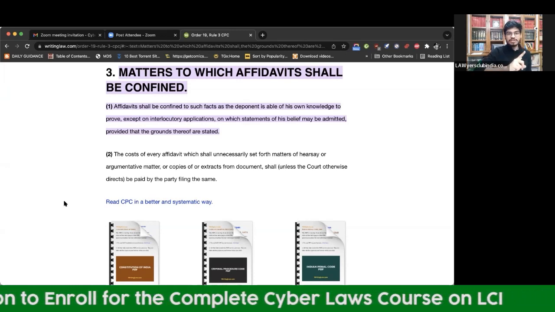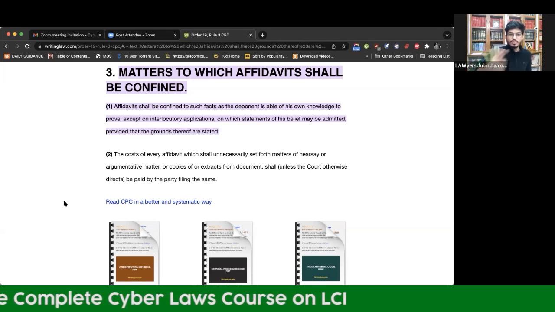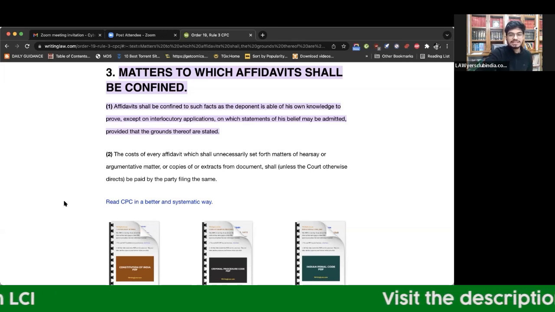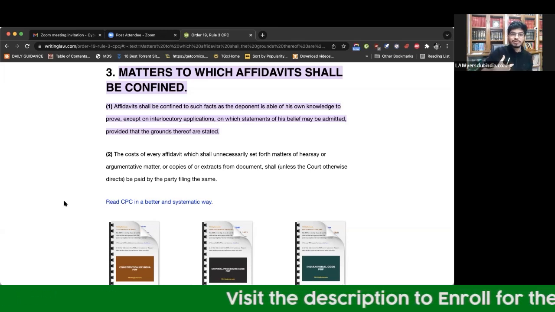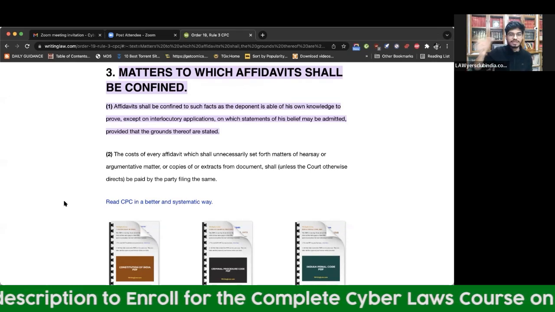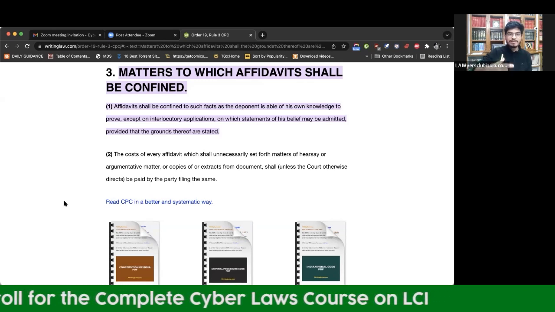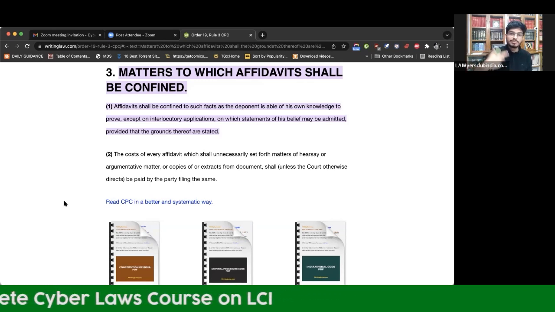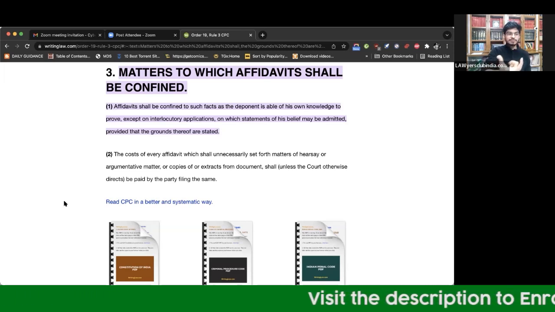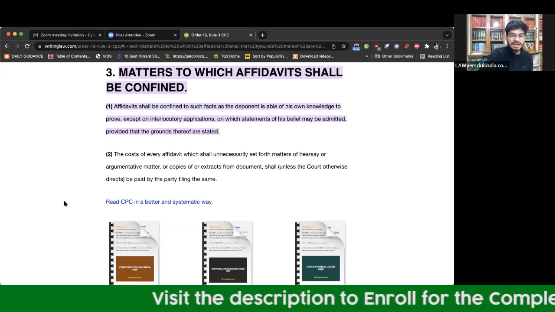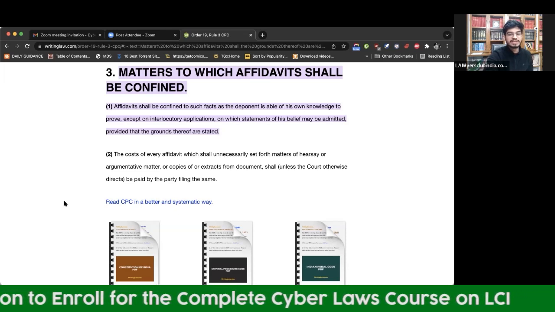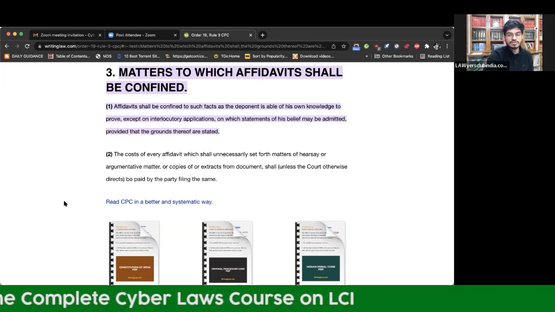So there is one part knowledge, there is another part belief. Knowledge is when you know that something is being done in this sense or that sense, whatever you are bringing to the court. And then there is belief, that your advocate has told you that this is about it and I believe it to be true. Jaise hum likhte hain, para 1 to 10 are true to my knowledge and para 10 to 14 are true to my belief as being conveyed to me by my pleader. So that is the difference between knowledge and belief. So Order 19 Rule 3 will tell you that an affidavit shall be confined to such facts as the deponent is able of his own knowledge to prove.